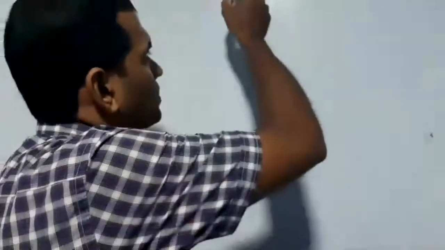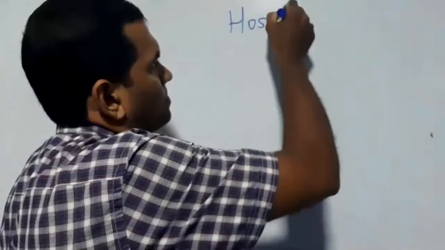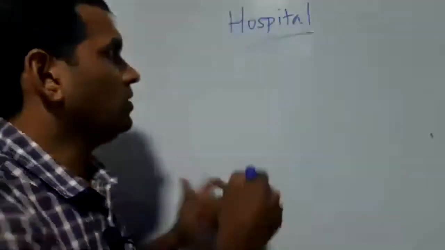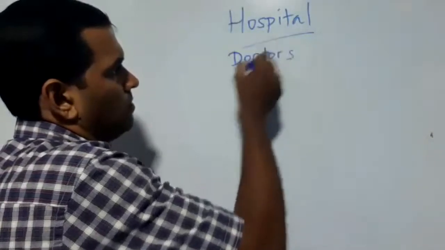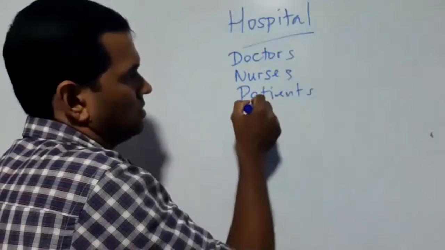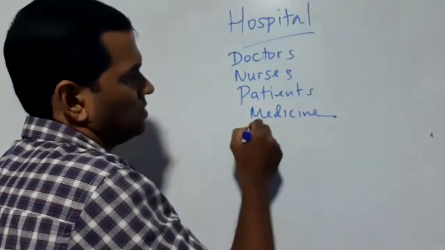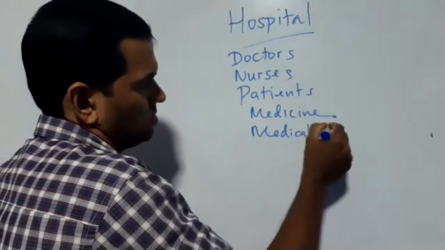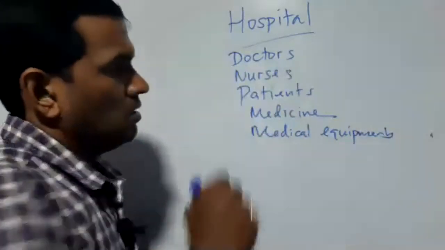So this is another familiar one. Let's take the hospital. So tell me the components of a hospital. Doctors, nurses, patients. Yes, doctors, nurses, patients, medicines, medical equipments, all these things are components, right? All of them are important. Doctors, nurses, patients, medicines, medical equipments. So all these are components.